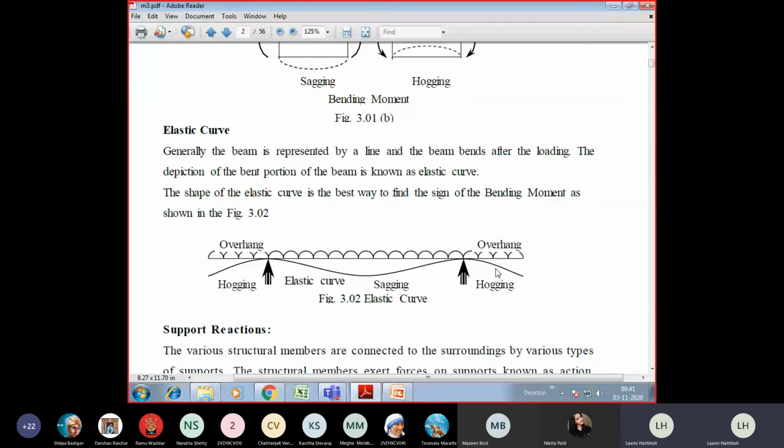Now I'm talking about the elastic curve. So whatever experiment you have done now, this depiction of the bent portion of the beam, or the curve that has been generated in the beam because of the loading and the reaction, the depiction of the bent portion of the beam itself is called the elastic curve. So the curve that you can observe here is called the elastic curve. How did you get this elastic curve? Because of the loading and the type of support that has been given here, right? So this is the meaning of elastic curve.